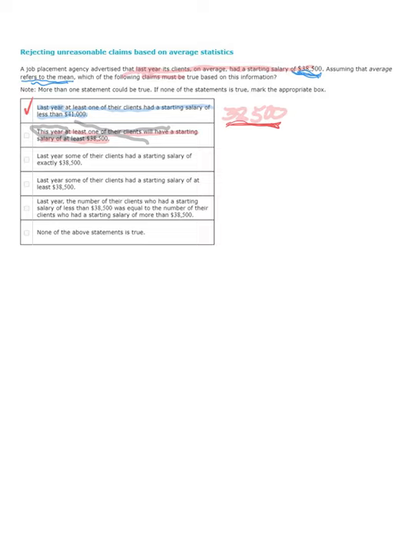It says last year, some of their clients had a starting salary of exactly 38.5. Okay, so the average is 38.5, but that doesn't mean somebody had to have exactly that. Always think about this as far as grades are concerned. You could have a 94 average and have never made a 94 on a test or a quiz. It's the same situation here. We can have an average of 38.5 without somebody making exactly that much money. All right, let's keep going.